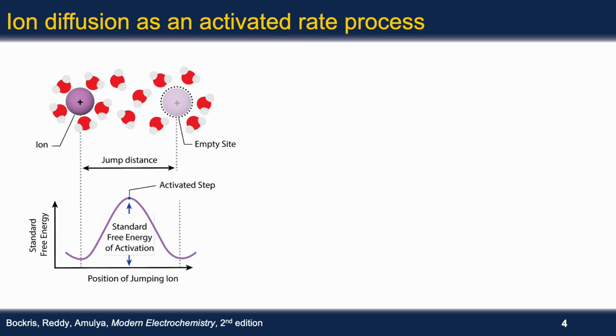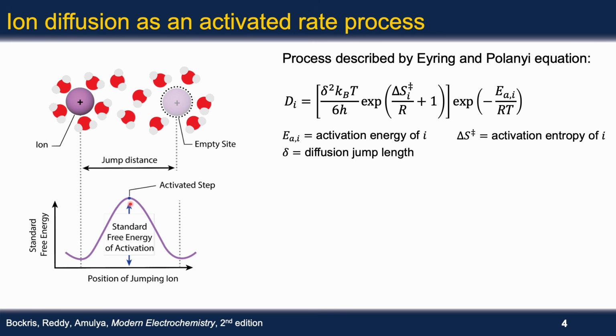Ion diffusion in polymer membranes can be viewed as an activated rate process. In this framework, an ion has to overcome a standard free energy of activation to execute a diffusion step within the membrane. This process can be described by the Eyring-Polanyi equation, which relates the diffusivity to the standard free energy of activation. This energy is further decoupled into an enthalpic component, which is the so-called activation energy of diffusion, and an entropic component. The other parameter that appears here is the diffusional jump length.